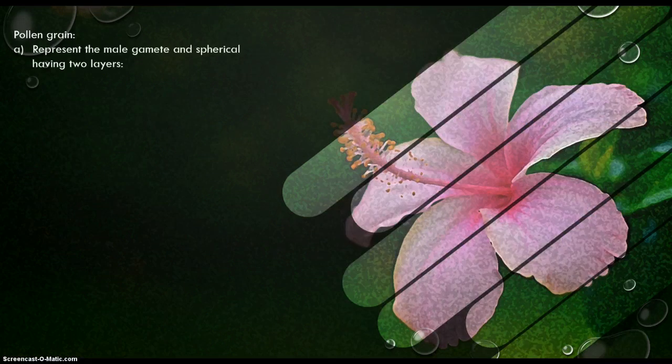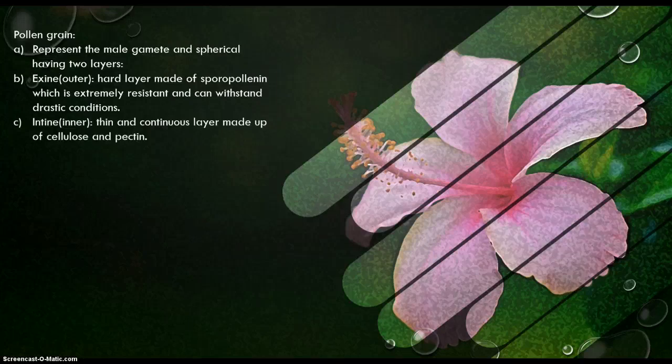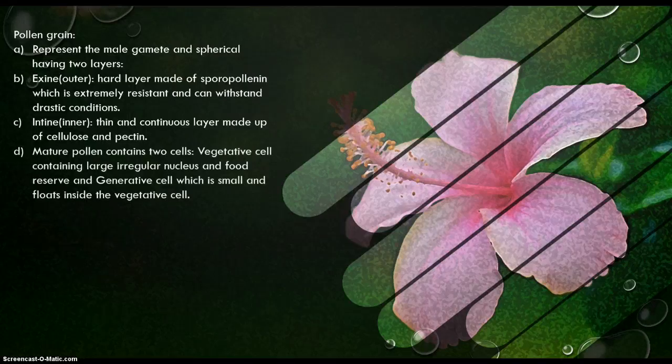Pollen grain. Let us see the pollen grain. It is represented as the male gamete and it has 2 layers. One is exine, the outer hard layer, so that it can withstand very extreme weather conditions. The inner layer is known as intine, which is thin and continuous, and it is made up of cellulose and pectin.